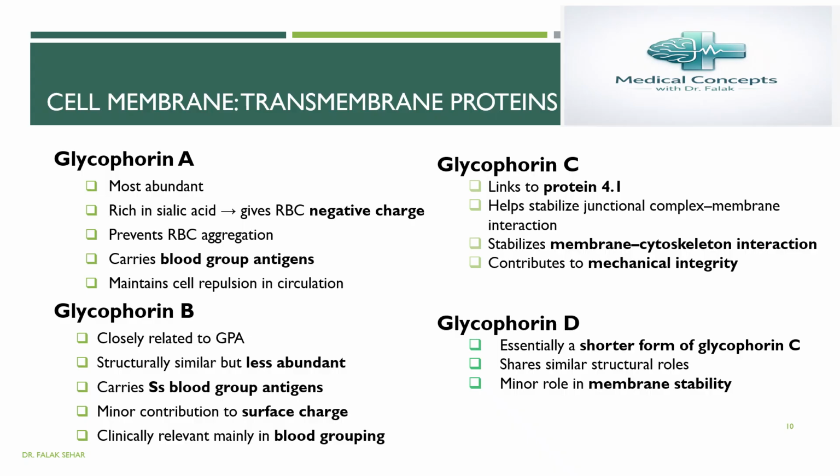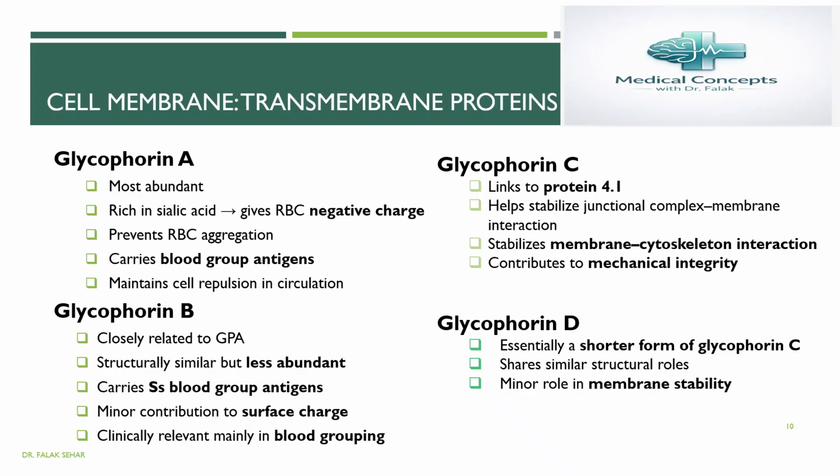Now moving to glycophorins, which are another important type of transmembrane protein of the red blood cell membrane. Glycophorin A is the most abundant. It is rich in sialic acid, which gives the red blood cell surface a negative charge. This negative charge is very important because it prevents red blood cells from sticking together and maintains smooth flow in circulation. It also carries important blood group antigens.